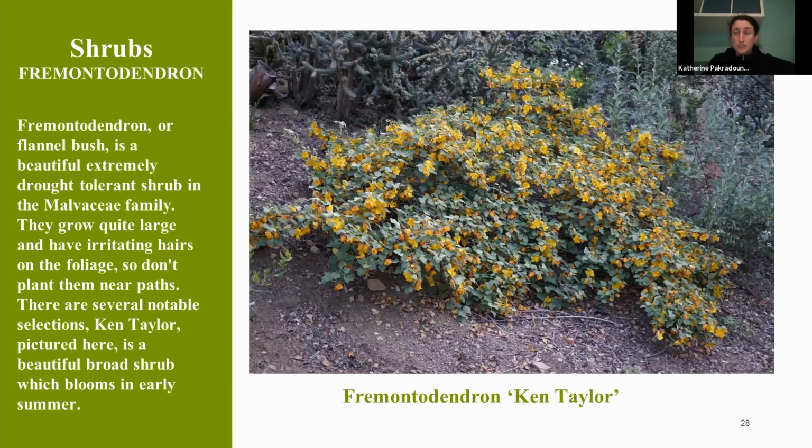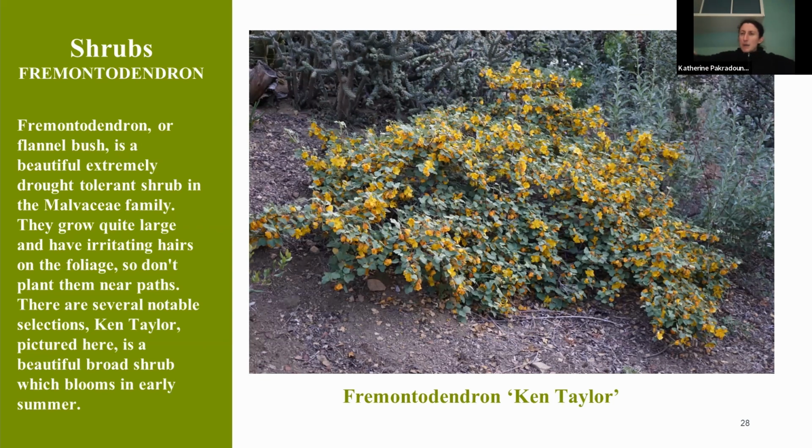And Fremontodendron. So we had somebody who, as part of their homework assignment, submitted a picture of Fremontodendron. So this is one cultivar called Ken Taylor. The reason why this was selected as a cultivar is because of this kind of mounding, sprawling habit. Most Fremontodendrons grow really big and tall, like 8 feet, 10 feet, sometimes 15 feet.